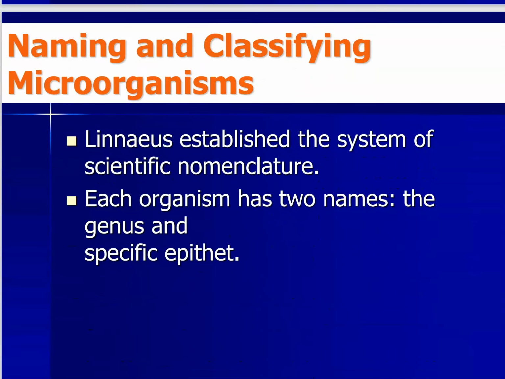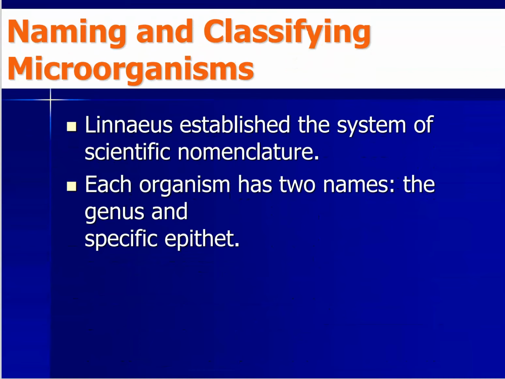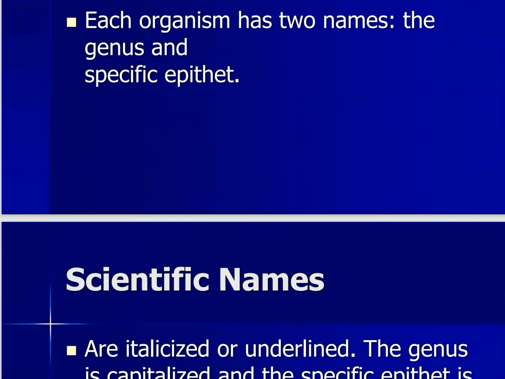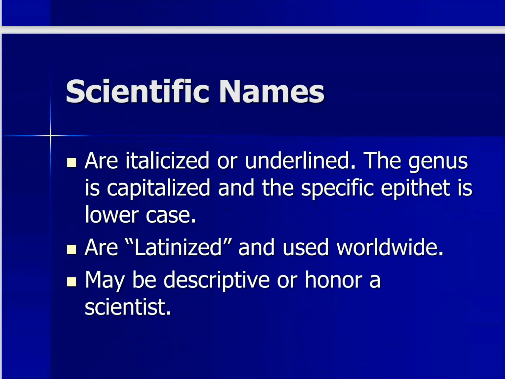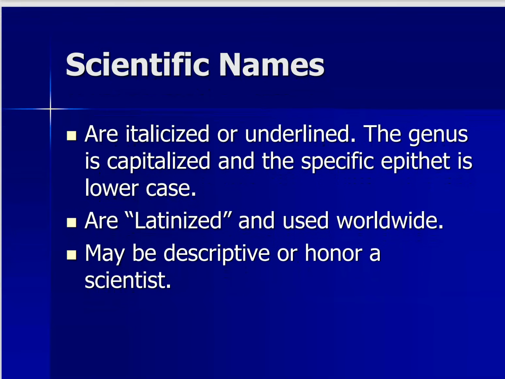Naming and classifying microorganisms. The dual name system was established by Linnaeus, and it's basically that, just like we all have a first name and a last name, you have a genus and a specific epithet. So, for example, Staphylococcus aureus, you have the genus and then the species name. So scientific names, here are some examples, and that's sort of a ground rule that you should be aware of.